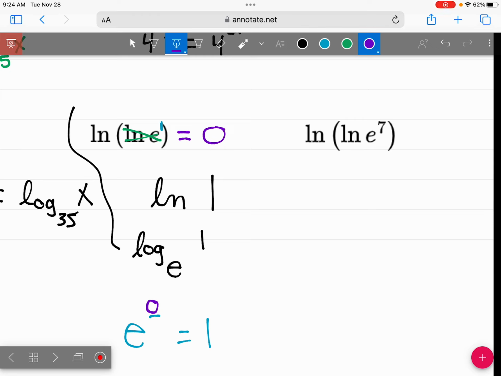We're going to do the same. It's a very similar vibe on the next one. Because the natural log of e to the 7th, the natural log undoes the e, and all we are left with is our power.